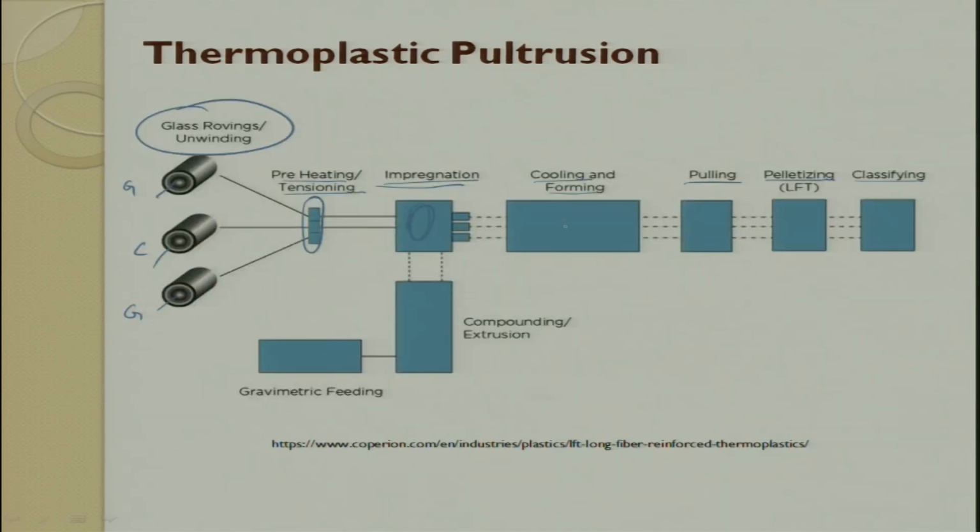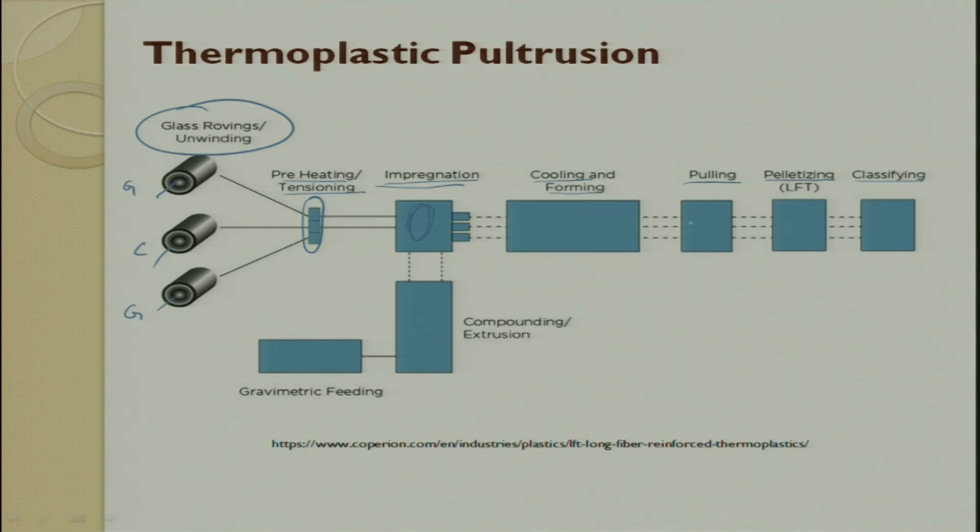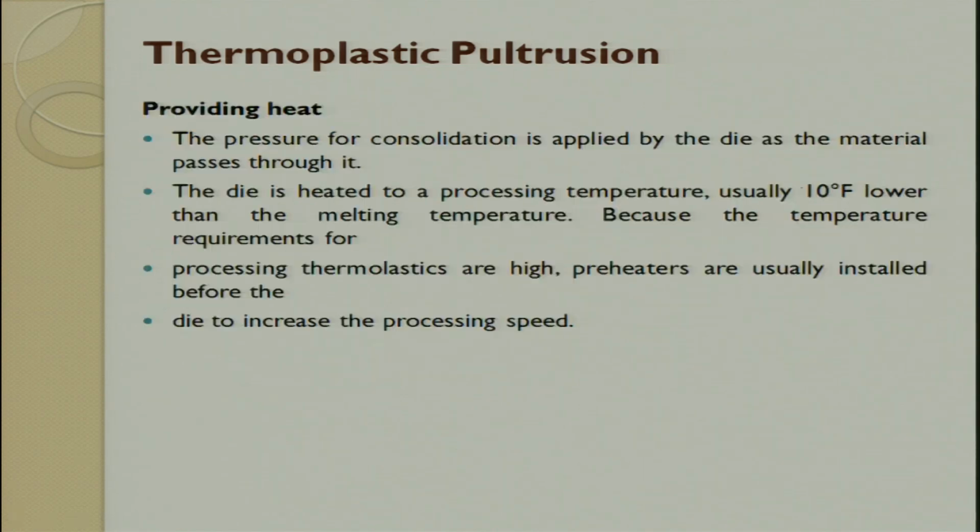So, here is the cooling stage, and then what we do is we take it, pull it, and cut it to get the required dimensions. So, why do we provide heat? The pressure for consolidation which is applied in the die is not sufficient enough. So, we always try to aid with heat such that the pressures can be reduced to some extent.